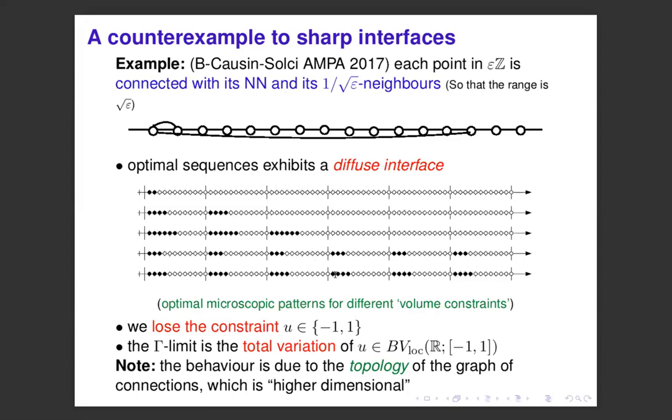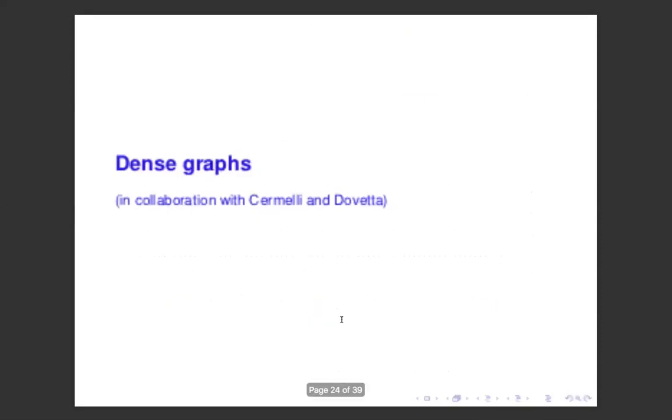And these are examples in which you prescribe microscopically, say, the number of points which are in one of these phases. This is the microscopic picture, say, which repeats regularly in the sample. And so you see a behavior in which some sharp interfaces are generated at a small scale, but then they are homogenized. And in the limit, since we mix 1 and -1, the limit is not a sharp interface limit. So you lose the constraint u equals 1.